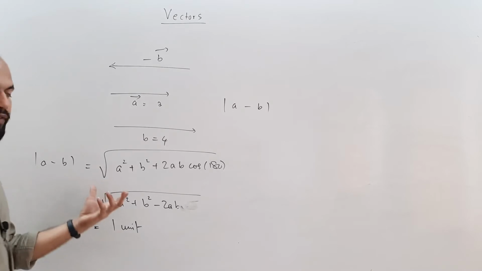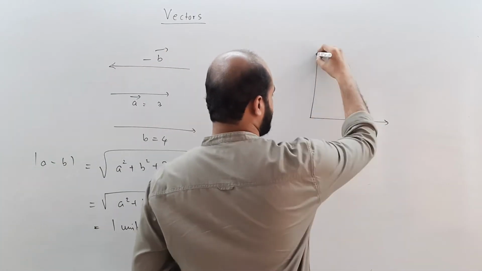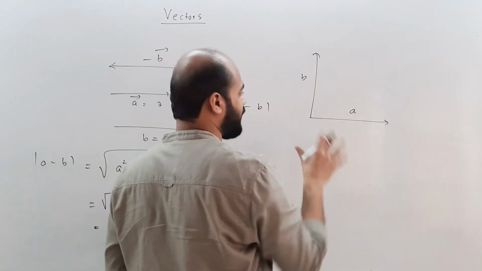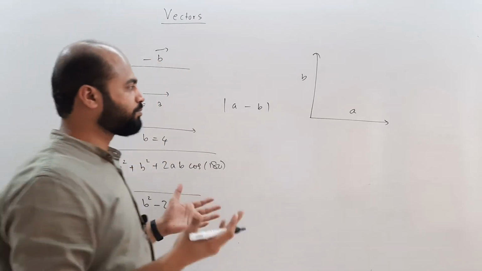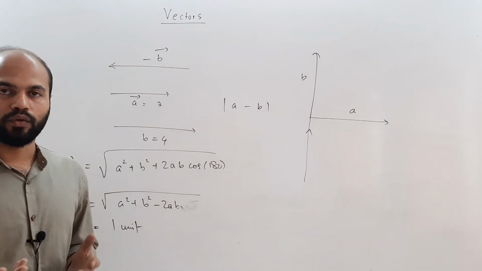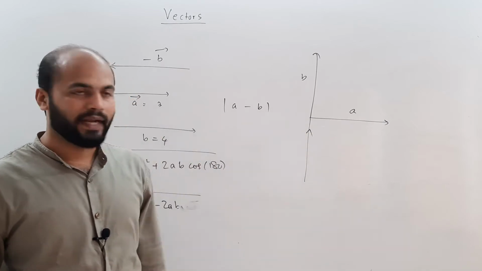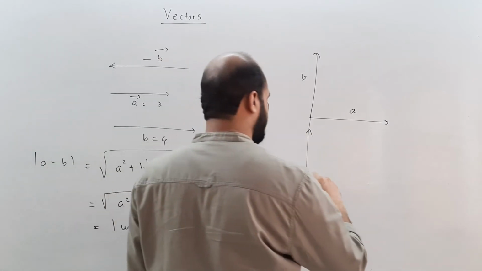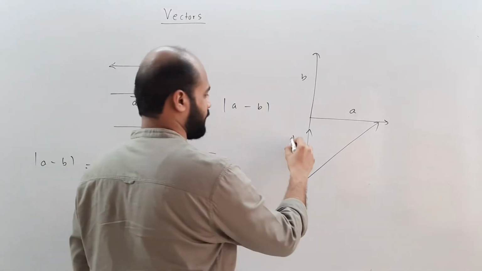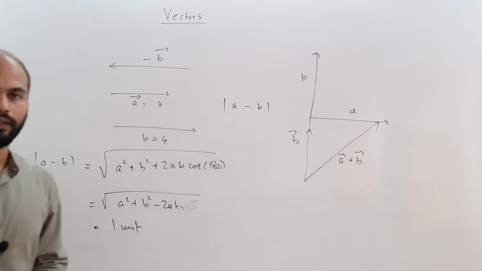What will happen if it is 90 degrees? Let us see. So this is a and this is b. If I were to find a plus b, then what we do is we connect this way, and through the triangle law we know that the tail of the first vector should be connected to the head of the second vector. So it will be like this. This is the resultant, a bar plus b bar. This would be the resultant.